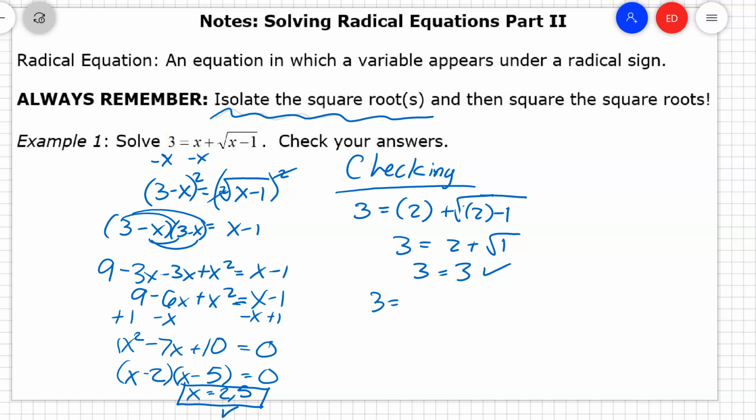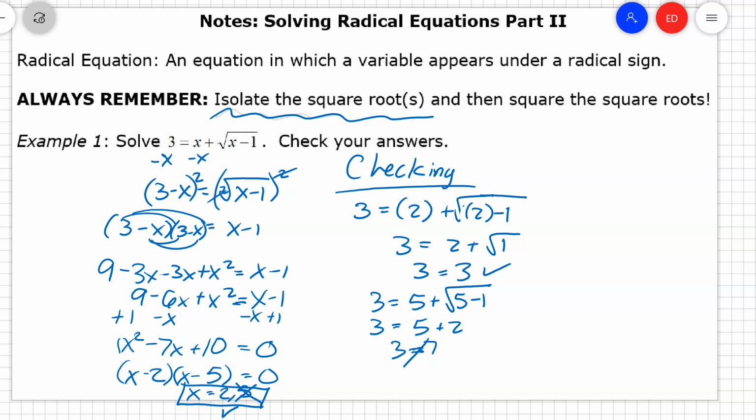So we have 3 equals 5 plus the square root of 5 minus 1. That just becomes the square root of 4. Square root of 4 is just 2. We have 7 equals 3. They don't equal each other. So 5 is not a solution for this equation. It's actually the extraneous solution.